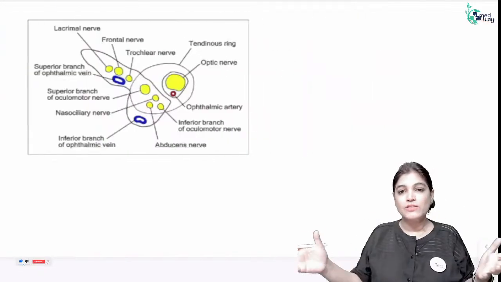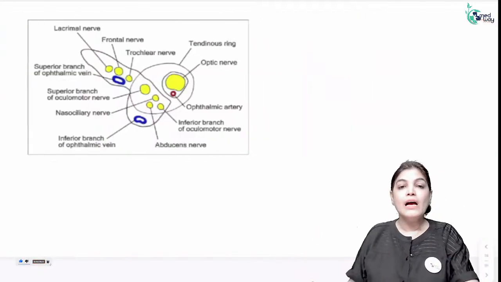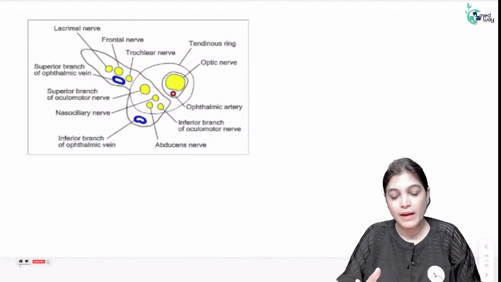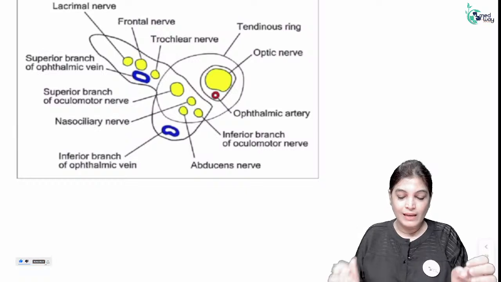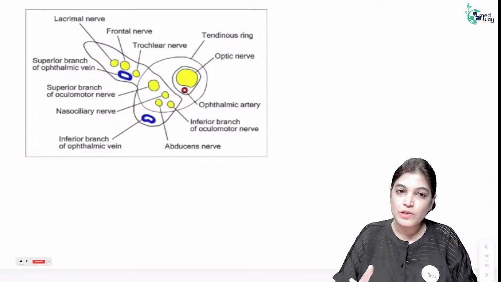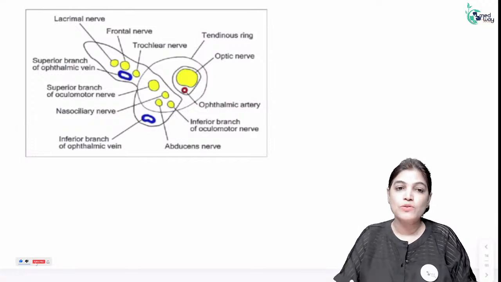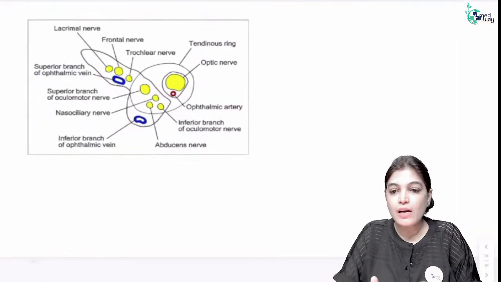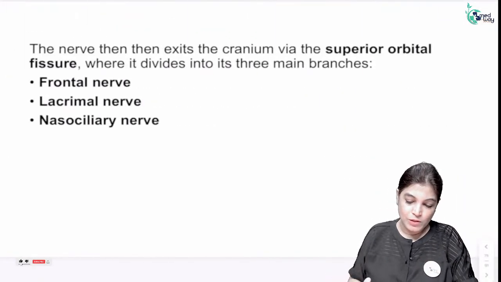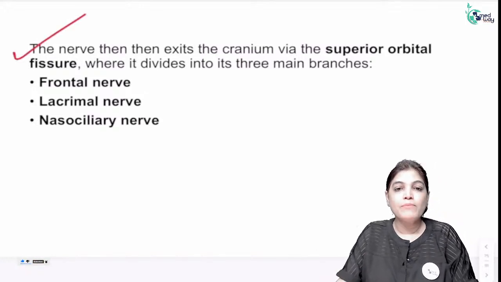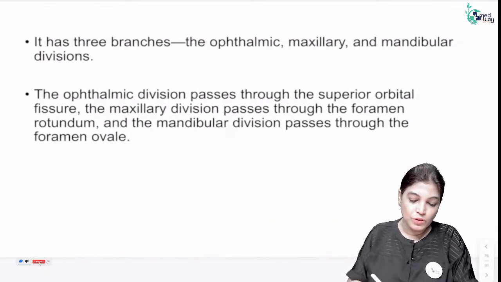Now we know that many structures pass through the superior orbital fissure. We can divide the whole superior orbital fissure into three areas. So we have got LFT, lacrimal, frontal, trochlear. We have got the middle area through which the divisions of the oculomotor nerve, nasociliary and abducent pass, and we have got the inferior ophthalmic vein traversing below. So all the structures traversing this foramen have been shown. Frontal, lacrimal and nasociliary are the three important nerves traversing through it, and we have to know this.